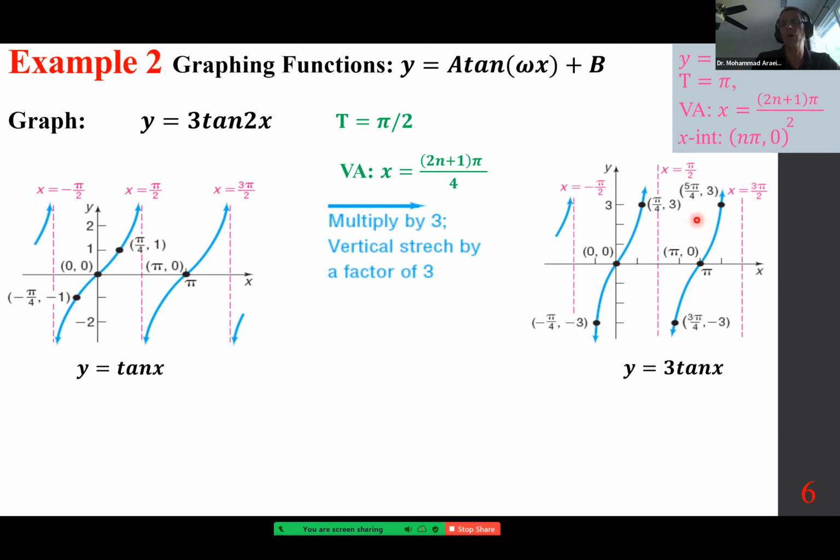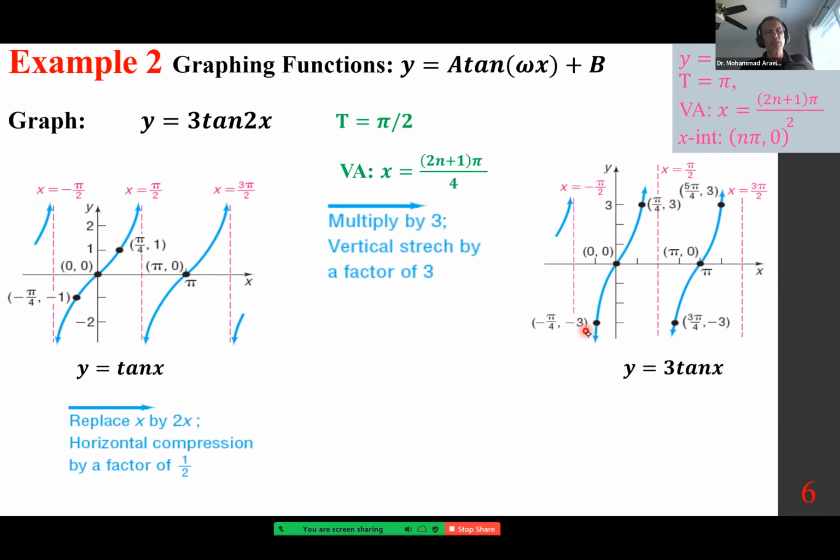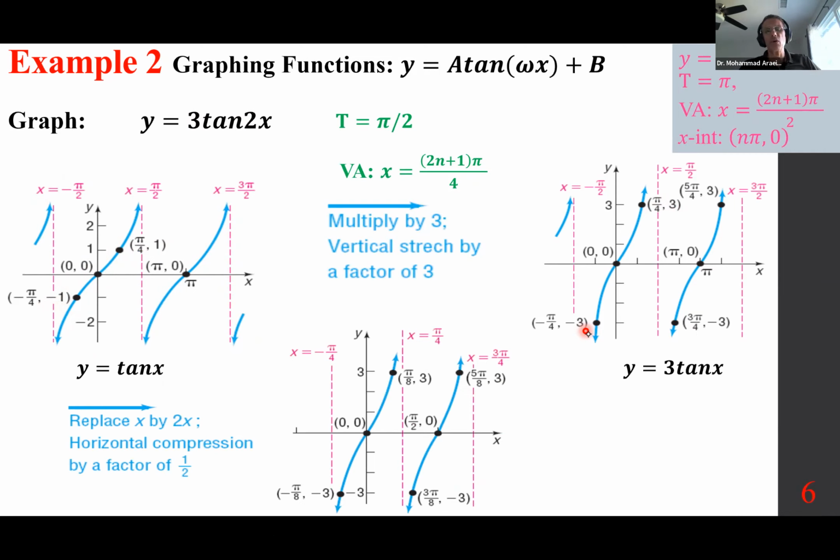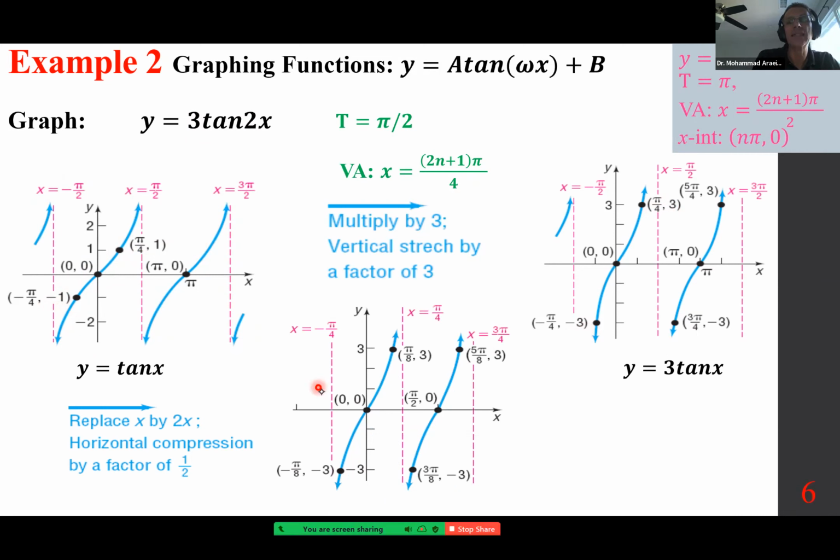Pi over 4 comma 1 goes to pi over 4 comma 3. Negative pi over 4, negative 1 goes to negative pi over 4, negative 3. And replacing the x by 2x, a horizontal compression by a factor of 1/2, will result in different asymptotes. And these are the asymptotes we are referring to. So for the vertical asymptotes, the period has changed.